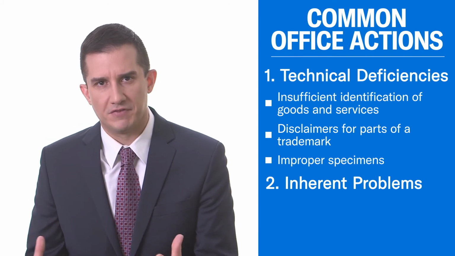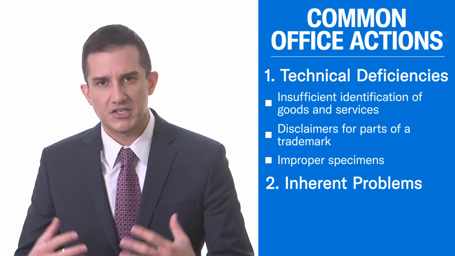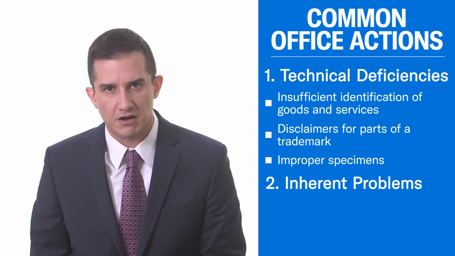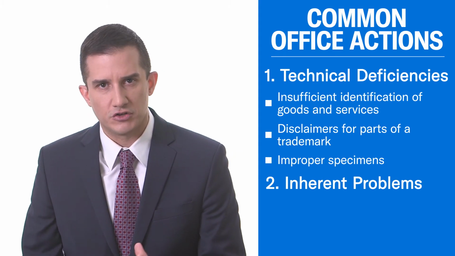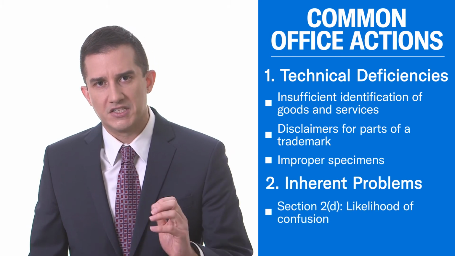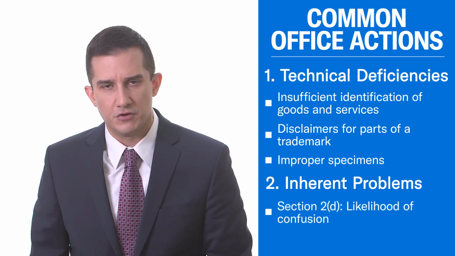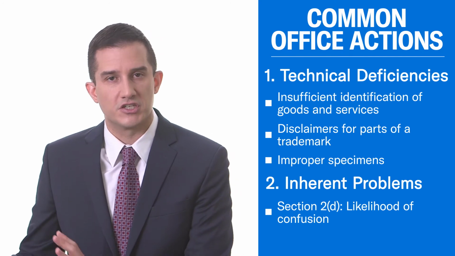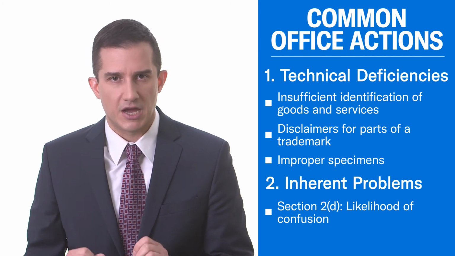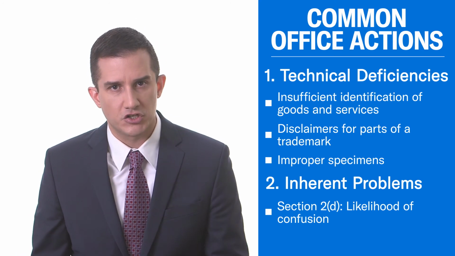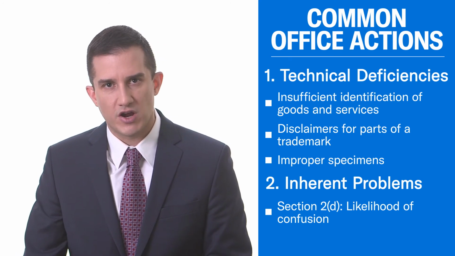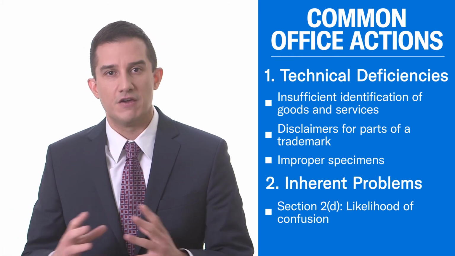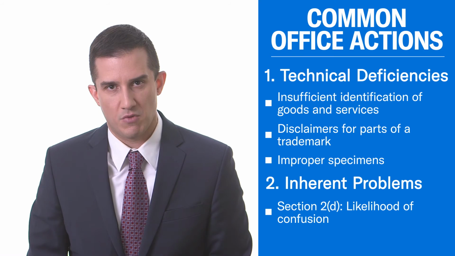So the next type of office action is a more serious one, and this is a substantive refusal of your application because of an issue with the trademark itself. This typically takes one of two forms. The first would be a Section 2D likelihood of confusion refusal. So if the USPTO thinks your trademark is too similar to somebody else's, they will issue this type of refusal called a likelihood of confusion refusal because they're saying your trademark would likely cause confusion in the marketplace if you used it while this other trademark is still there.